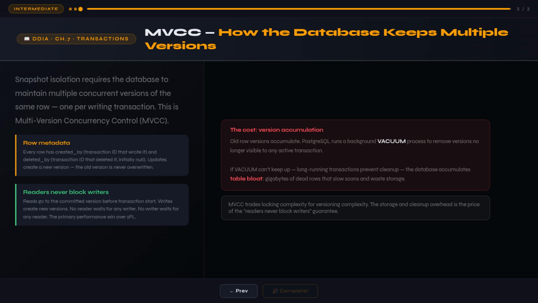Here's the mechanics. Every row in the database gets 2 metadata fields, created_by, the transaction ID that inserted this version of the row, and deleted_by, the transaction ID that deleted it, initially null. When a transaction updates a row, it doesn't overwrite the existing row, it creates a new version with the current transaction ID in created_by, and marks the old version with the current transaction ID in deleted_by. When a transaction reads a row, it only sees versions where created_by is a committed transaction that started before the current transaction, and deleted_by is either null or a transaction that started after the current transaction. Everything else is invisible. The result: readers never block writers.